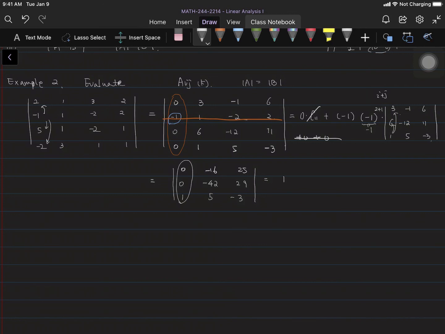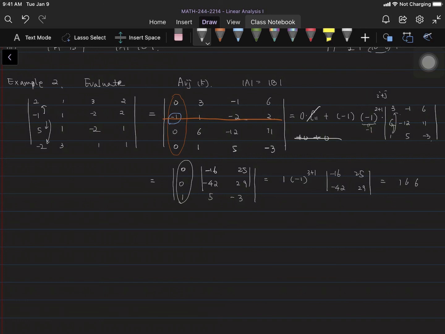So here should be 1 times -1 to the power cofactor, so 3 plus 1, and times what's left, which should be this one: negative 16, 25, negative 42, 29. So here we just need a little bit of calculation, but not too much. Final answer is 166. So you can see this example.